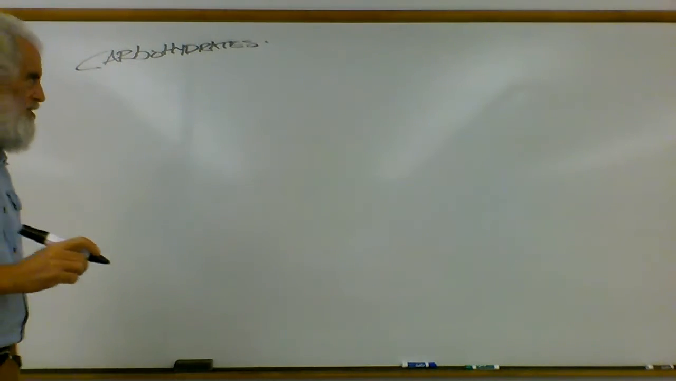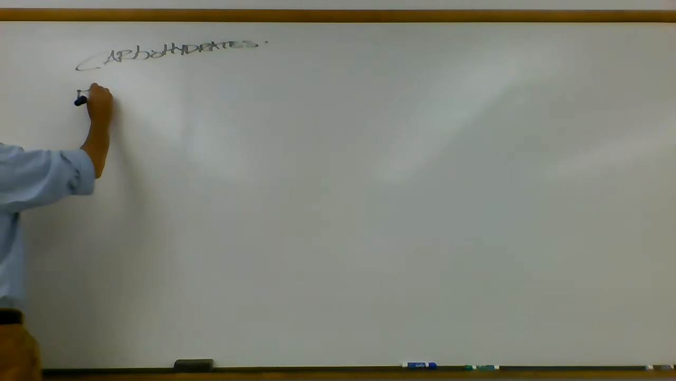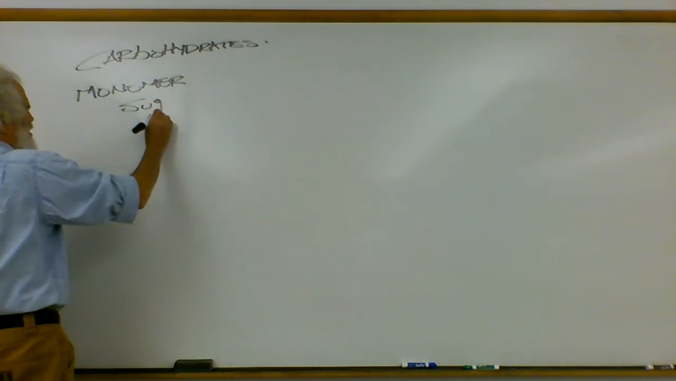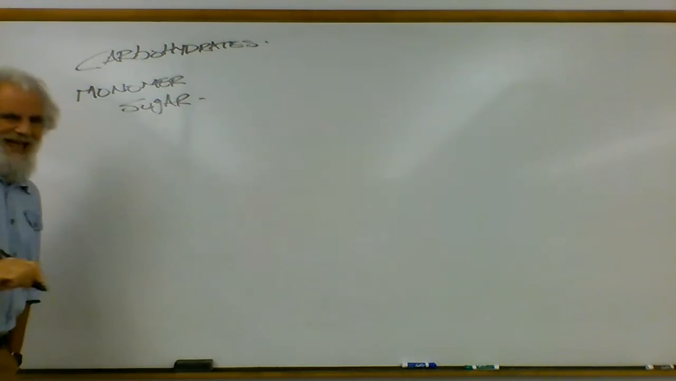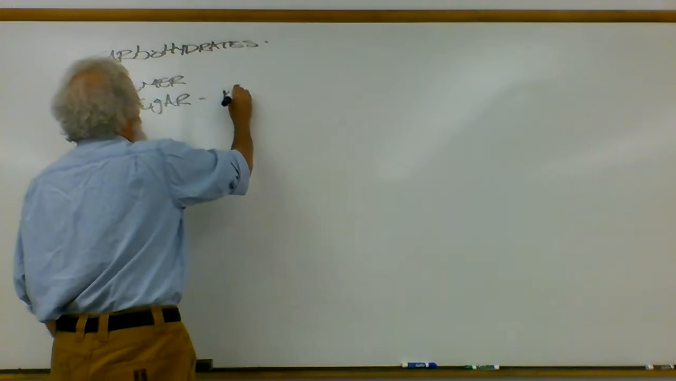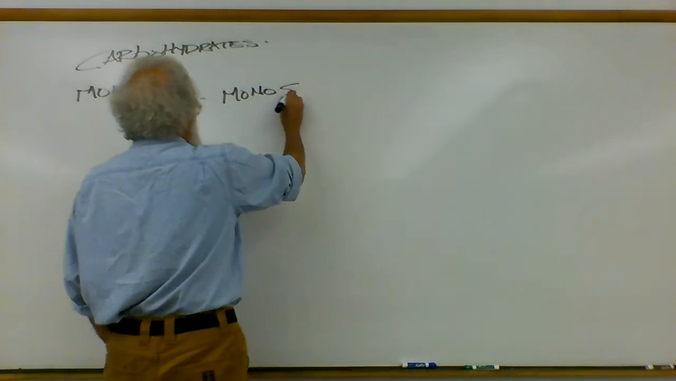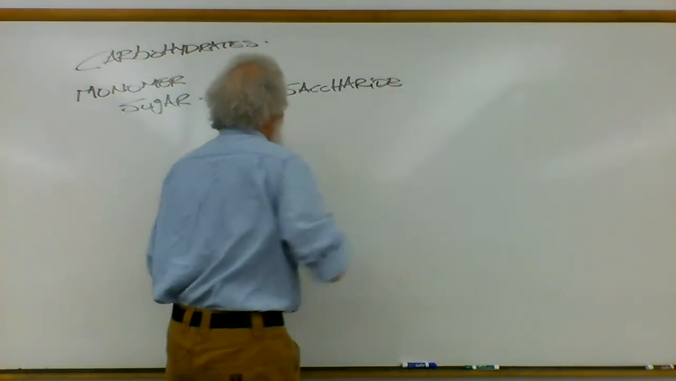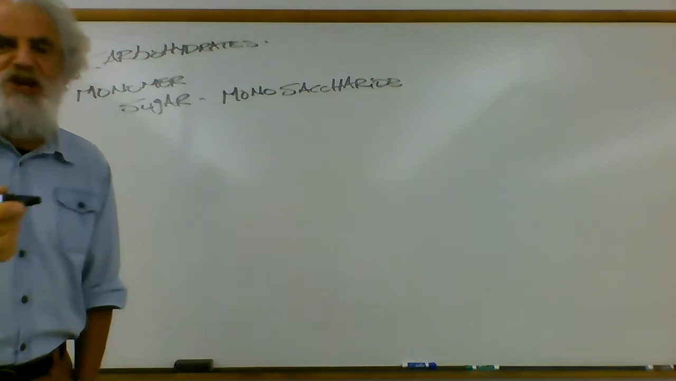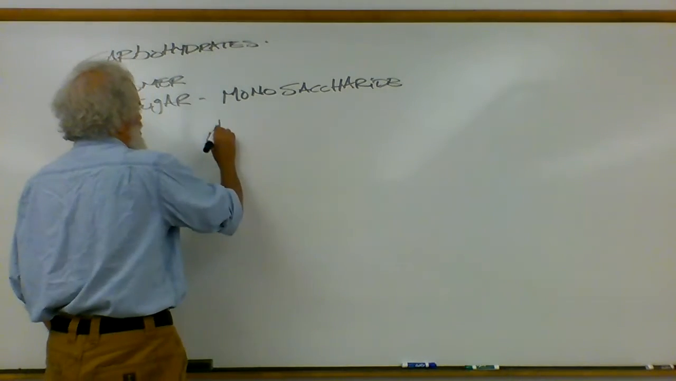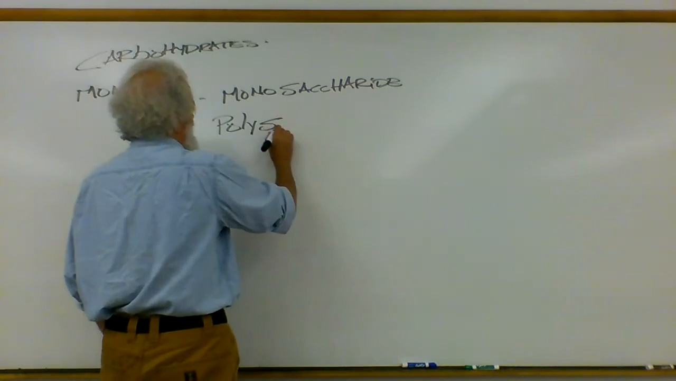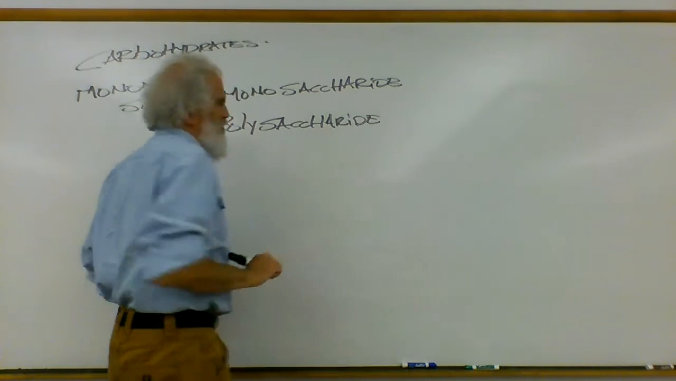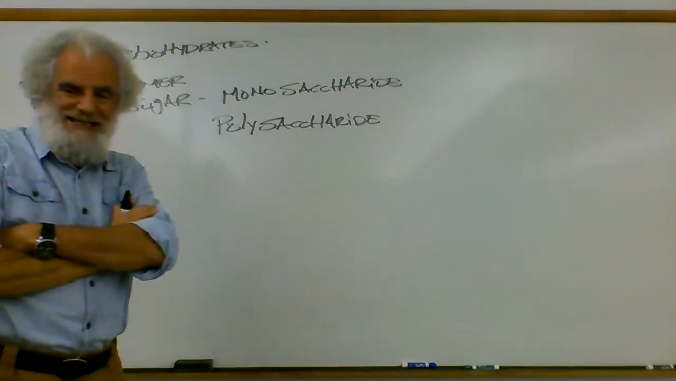Carbohydrates, the monomer is going to be a sugar. The sort of Latin-y term for this is a monosaccharide. And when we begin linking them together in a generic way, or a generic term, we produce something that's called a polysaccharide. So a polysaccharide is a bunch of sugars linked together.